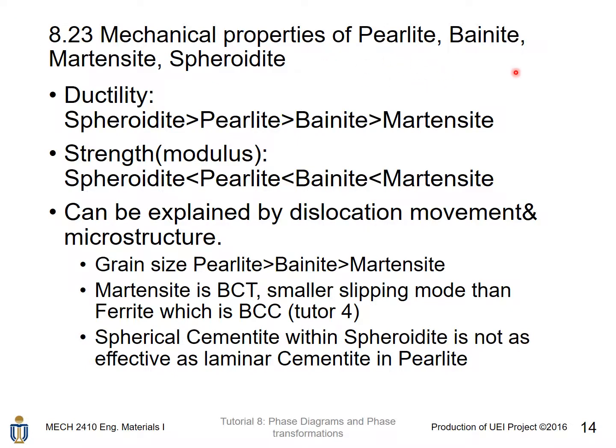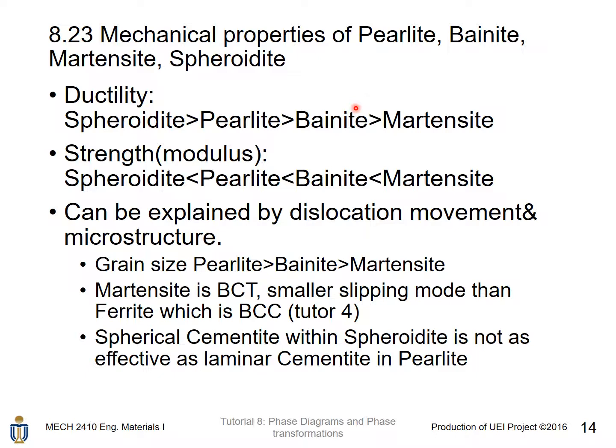Properties of pearlite, bainite, martensite, and spheroidite. For ductility, spheroidite will be highest compared to pearlite, compared to bainite, compared to martensite. And the strength is just reversed. It can be explained by the dislocation movement and the microstructure. For grain size, pearlite is largest, bainite is smaller, and martensite is smallest.